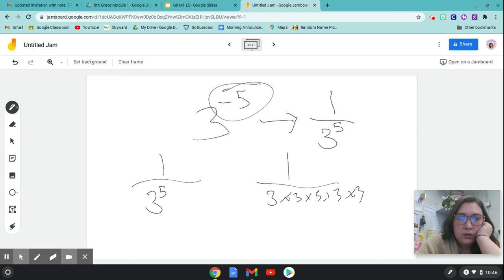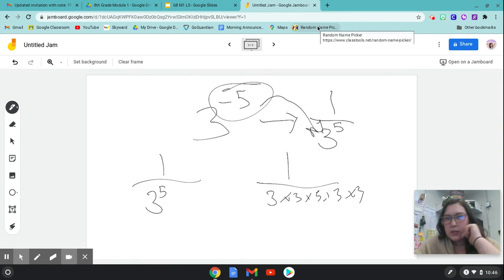If we have a negative, it turns into the positive, but in the denominator of a fraction with 1 on top. So let's try and use that rule as we move forward.